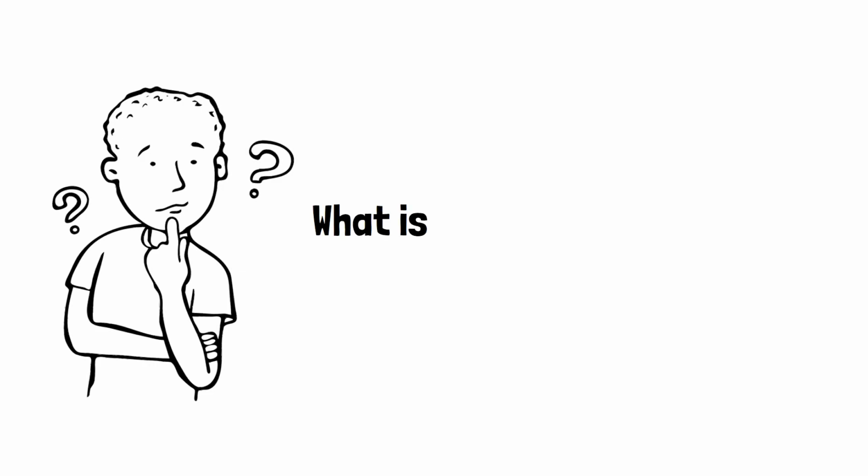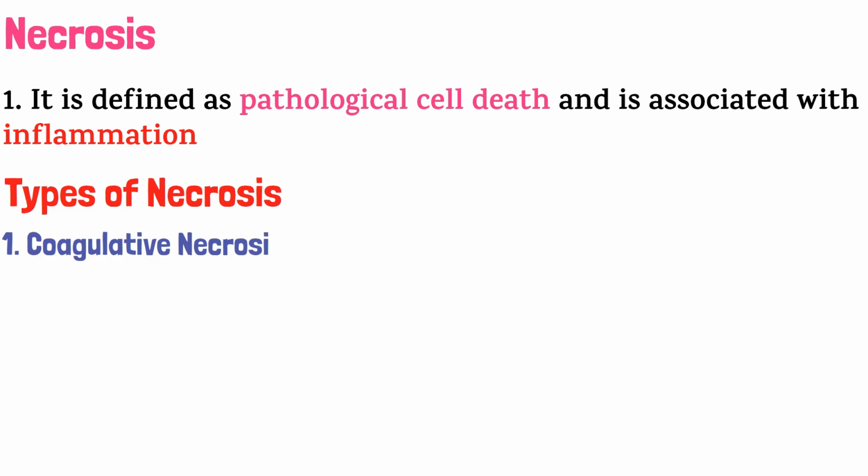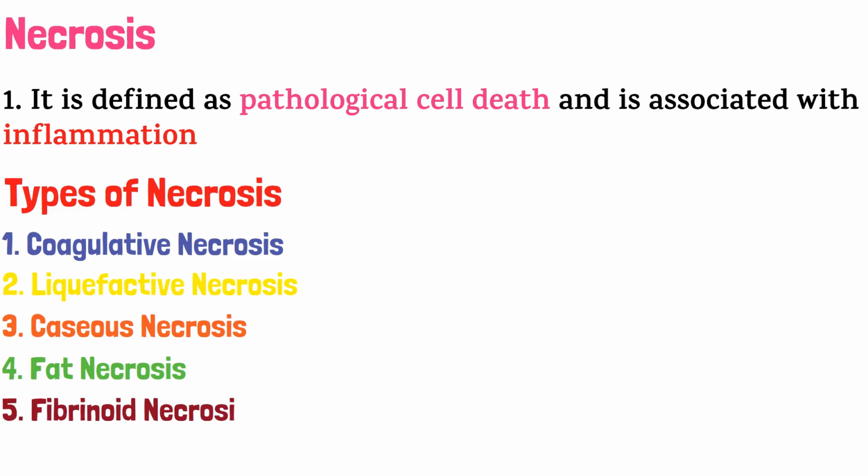Starting with the first question, what is necrosis? It is defined as pathological cell death and is associated with inflammation. There are various types of necrosis, which include coagulative necrosis, liquefactive necrosis, caseous necrosis, fat necrosis, fibrinoid necrosis, and gangrene. We will discuss them one by one, starting with coagulative necrosis.